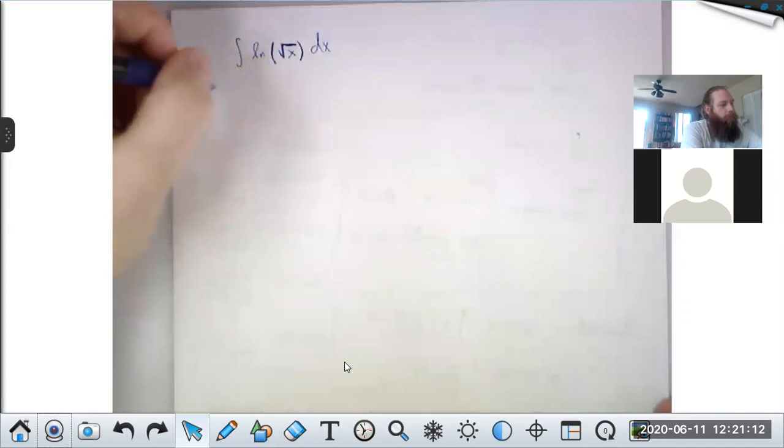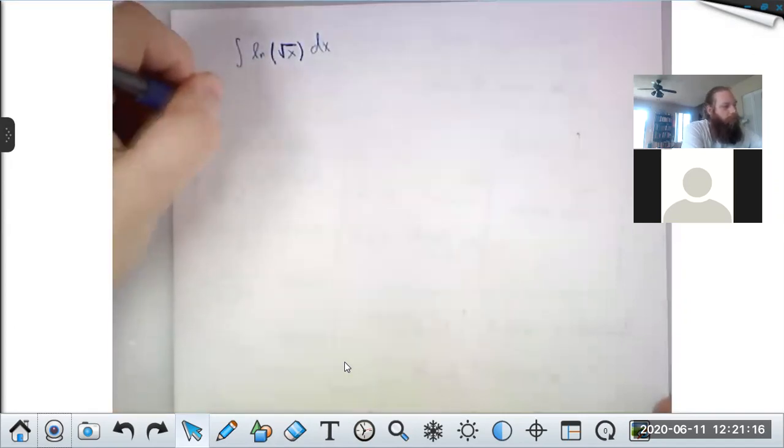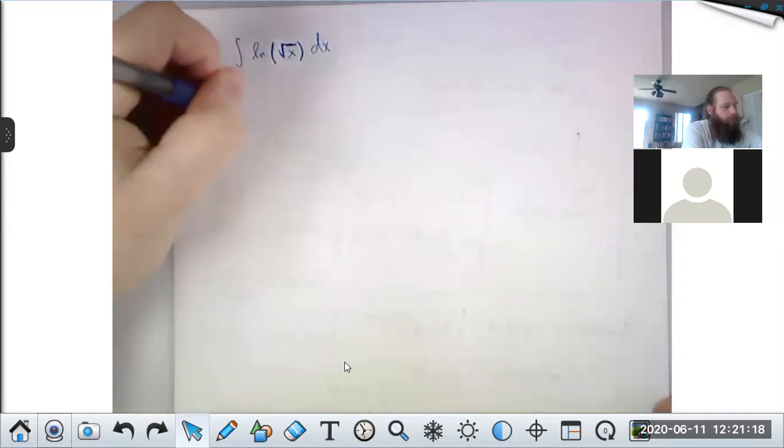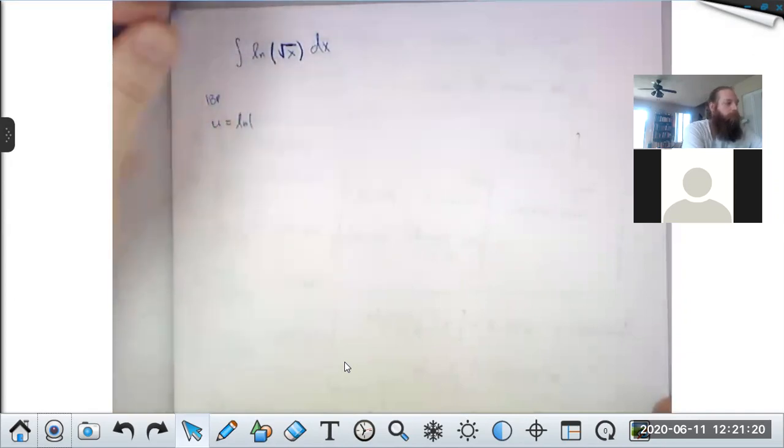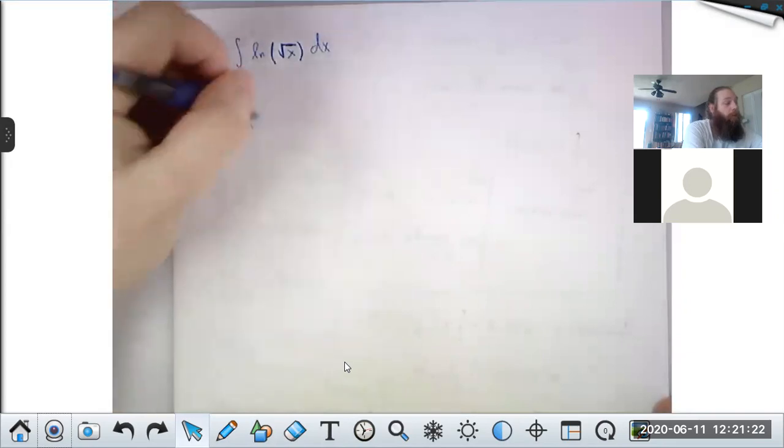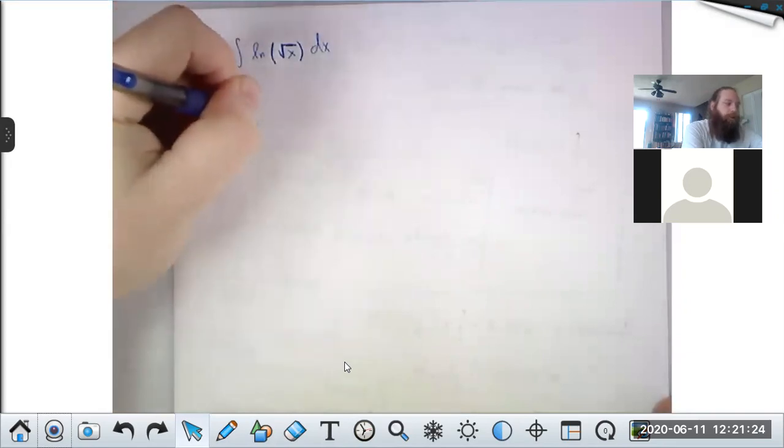So we want u to be ln of... would it be ln of x, or would we do the whole thing, ln square root of x? It has to be ln square root x, because that's what we've got. Okay.